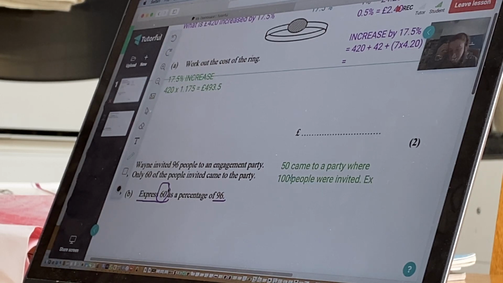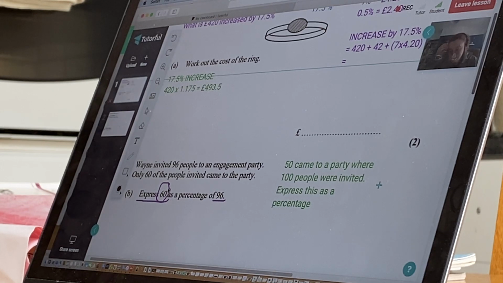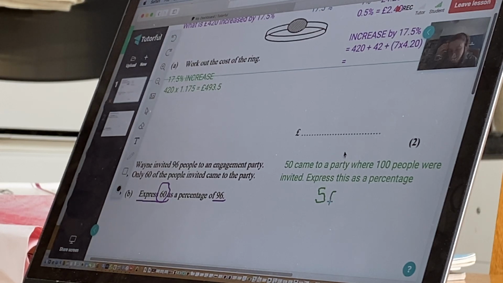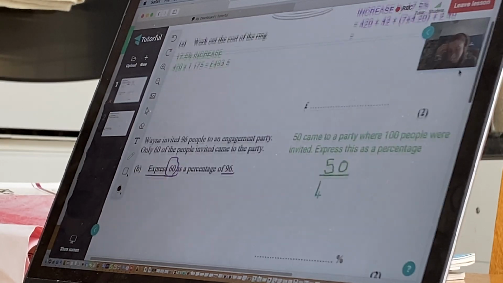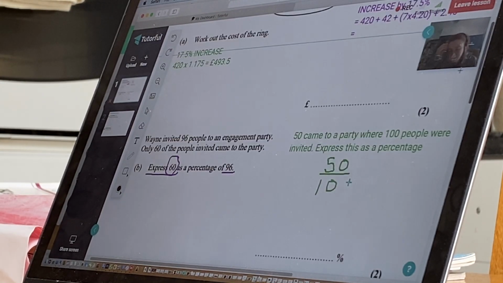If the numbers were 50 and 100, what would the percentage be then? 50%. Yeah, because how did you work that out? Because half of 100 is 50, and we know as a fraction that 1/2 is 50%. Yeah, because this is like saying 50 out of 100 people came.